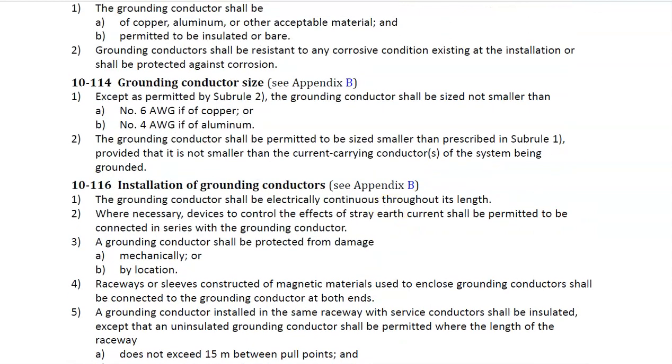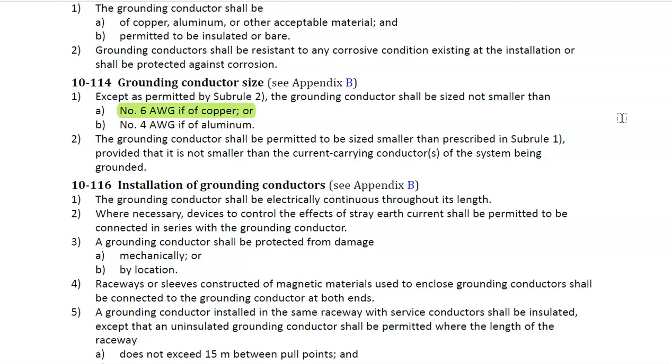Over here. 10.114 states that the minimum size of grounding conductor shall be size not smaller than number 6 if of copper. Number 4 if of aluminum. I only highlight the copper one because it's rare that we are going to go and be number 4.